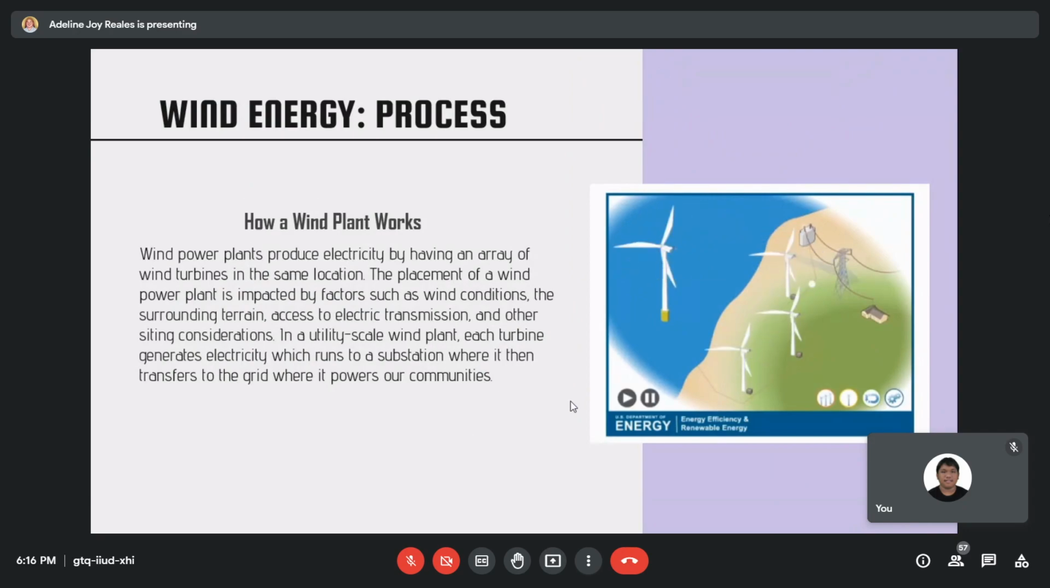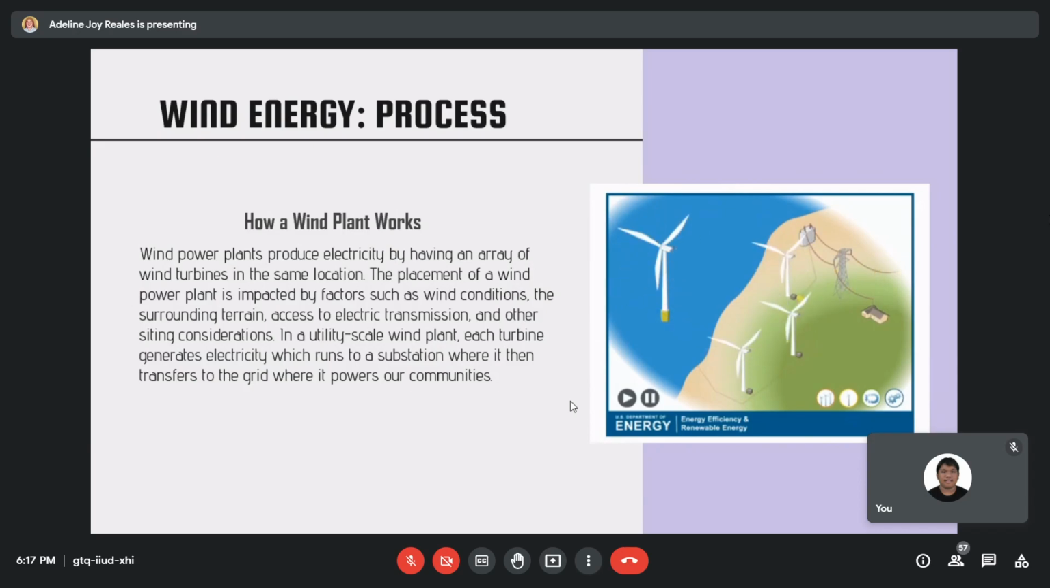How does a wind plant work? Again, at the right side of your screen is an animation of how wind power plants produce electricity and how it powers our homes or communities. So wind power plants produce electricity by having an array of wind turbines in the same location.